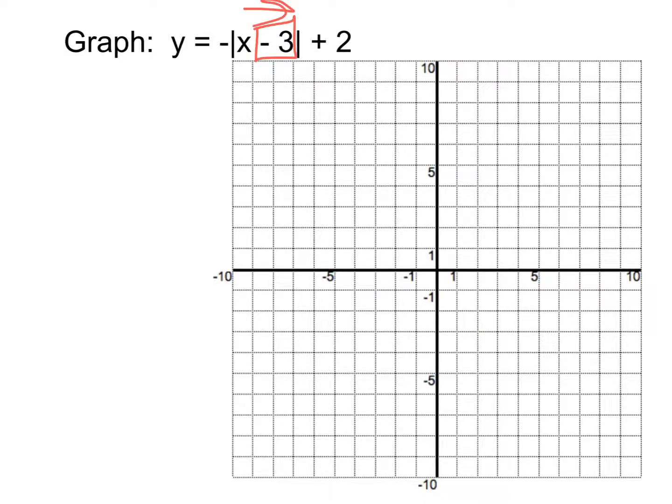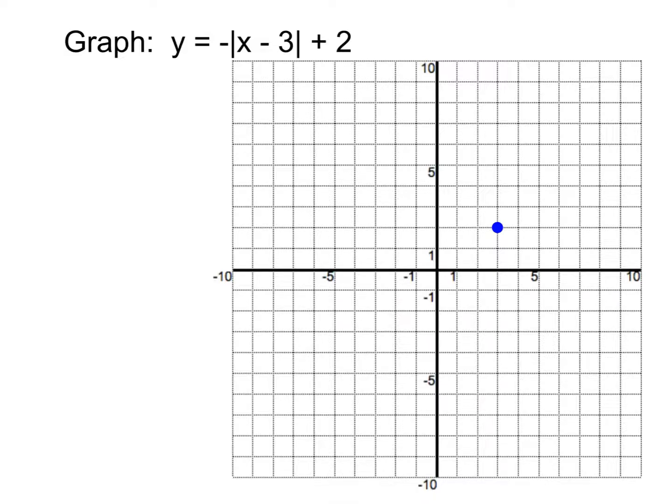Now, if you are a little rusty on why we know it's to the right, because it's in with the x like this, that means it's moving in the x direction. And anytime we move in the x direction, minus goes right, plus would go left. So we're going to go right 3, and what's the plus 2 do? Up 2. The plus 2 is going to be up 2, because that 2 is just hanging on the end. It's not in with the x. So put your first point there, right 3, up 2.